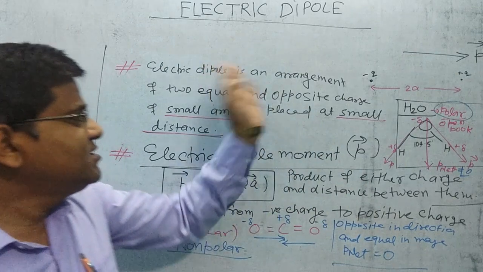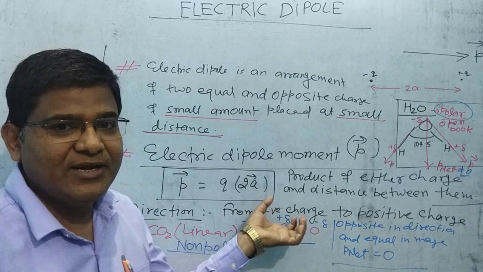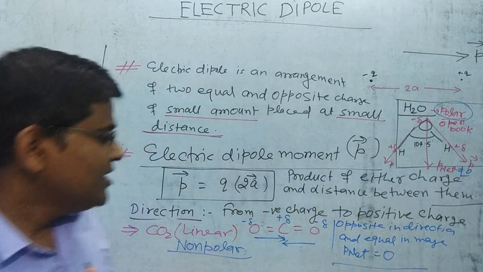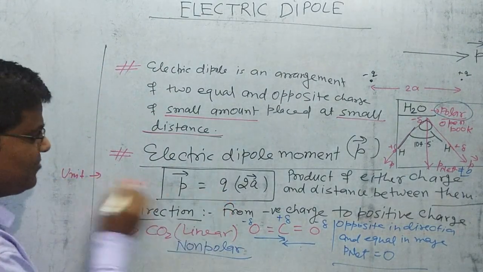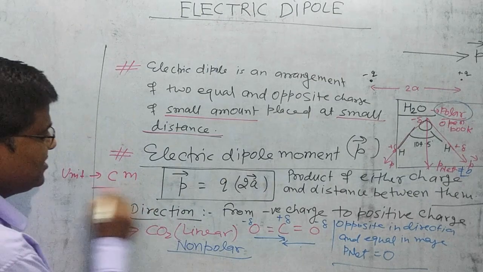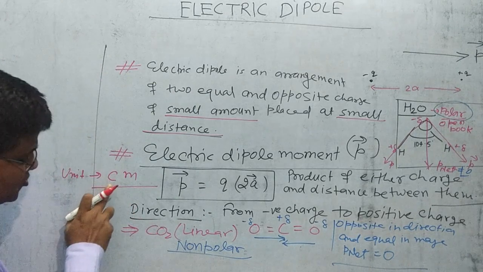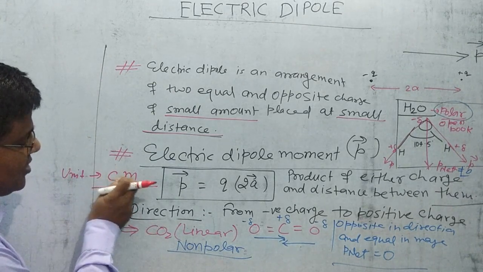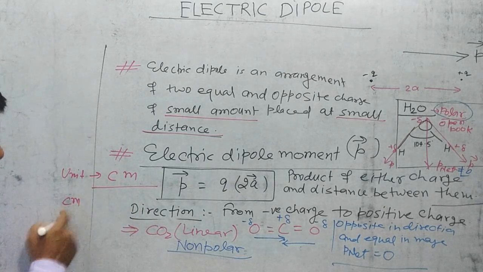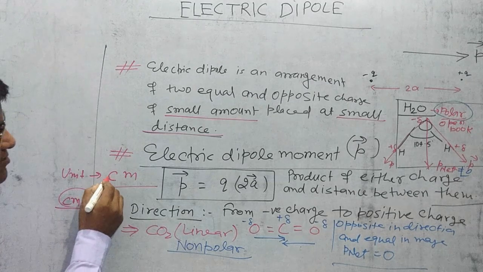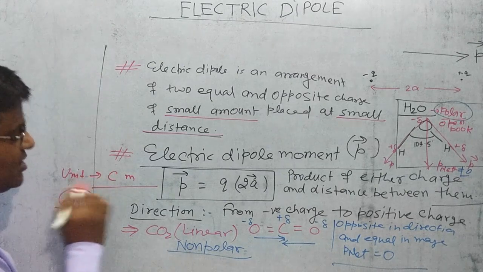Once again, electric dipole is an arrangement. Electric dipole moment is a physical quantity. It is a vector quantity. What is the unit of this? The unit is coulomb, and the distance in meter, so coulomb meter. I always warn you to put a space between the two units, because if you don't use the space, then it reads as centimeter, and that is wrong. That is why this one is a capital letter and this one is a small letter.